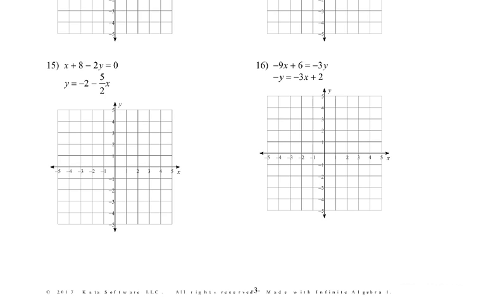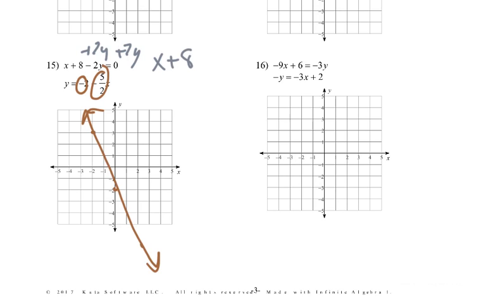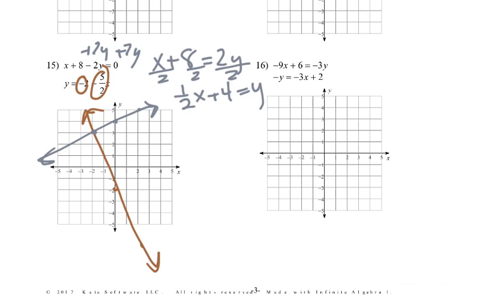15 is basically already solved, so a starting point of negative 2, slope of negative 5 over 2, so down 5 over 2, or up 5 to the left 2. Okay, then this one I could add a 2y, giving me x plus 8 equals 2y. Divide everything by 2. We get 1/2 x plus 4 equals y. So go up to positive 4, slope of 1 over 2, up 1 to the right 2, or down 1 to the left 2. See where they intersect. So my answer is negative 2, 3.